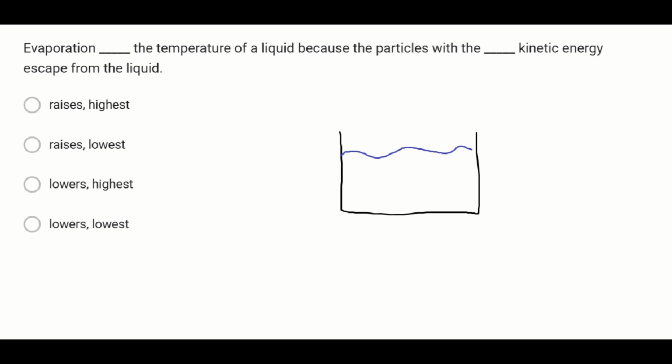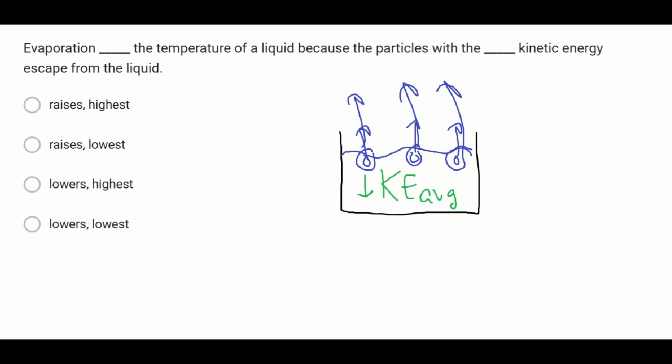You have a container with some liquid. Those particles at the surface with enough kinetic energy to overcome its intermolecular forces are going to evaporate. And because the particles with the greatest kinetic energy are leaving, the average kinetic energy of the remaining particles is going to decrease. These particles that are leaving are absorbing energy to evaporate to a higher energy state. So evaporation and boiling are endothermic processes.